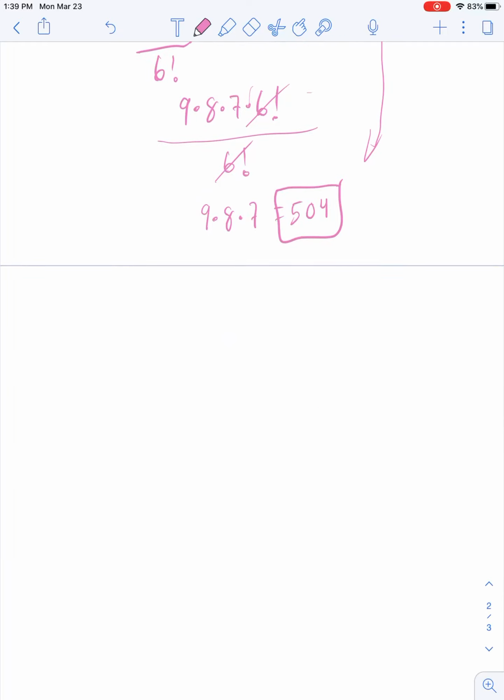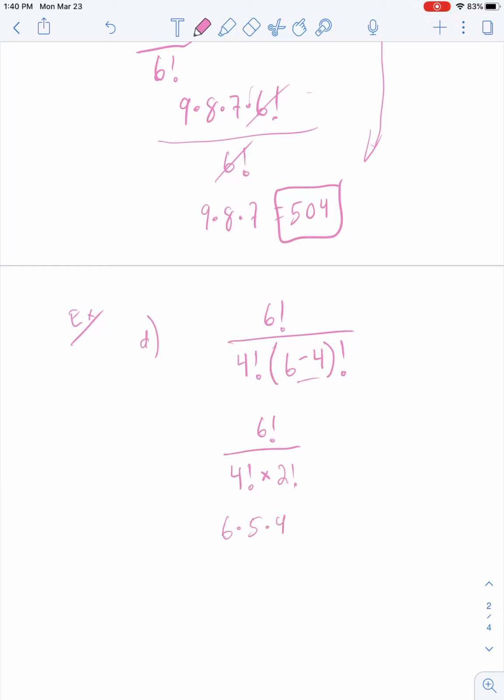But what about our next examples? Let's take a look at a different type of example. We have 6 factorial over 4 factorial times, open parentheses, 6 minus 4, close parentheses, factorial. So the top stays the same, but the bottom is a 4 factorial times, well, 6 minus 4 is 2, so a 2 factorial. So what do we get? We get 6 times 5 times 4 times 3 times 2 times 1 on top. The bottom is 4 times 3 times 2 times 1, that's for our first one, times we still have 2 times 1.